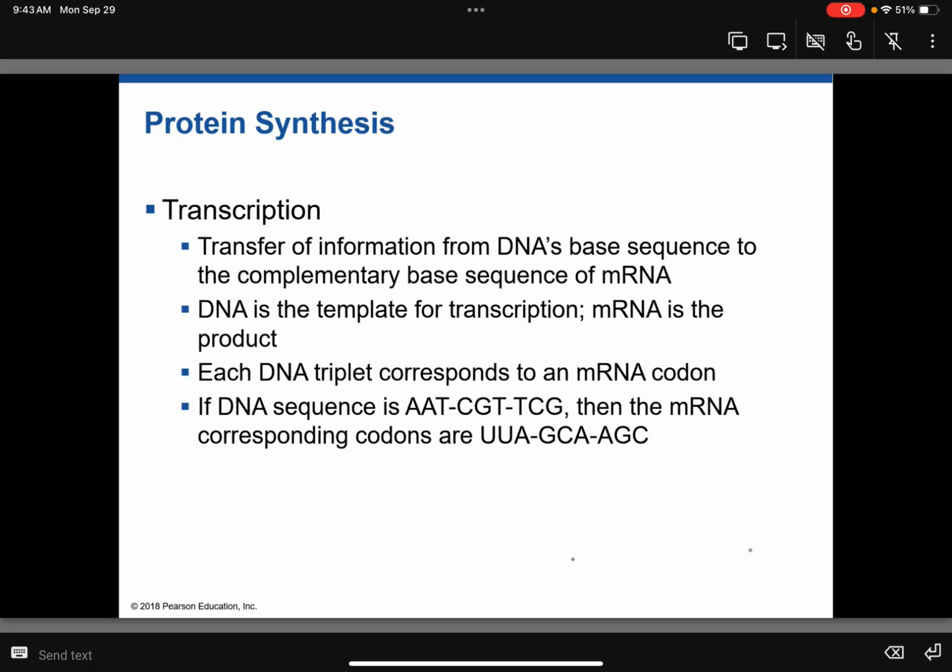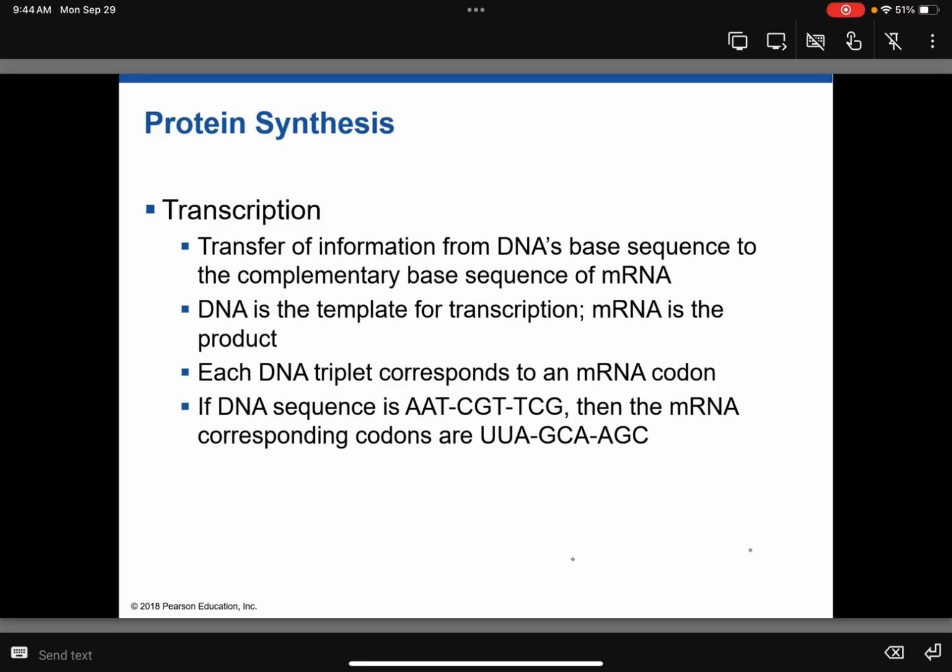So transcription occurs first. This occurs in the nucleus of the cell. It transfers the information from DNA's base sequence to the complementary base sequence of mRNA. DNA is a template for transcription. mRNA is going to be the product of that. And it is a complementary strand. Each DNA triplet corresponds to an mRNA codon.